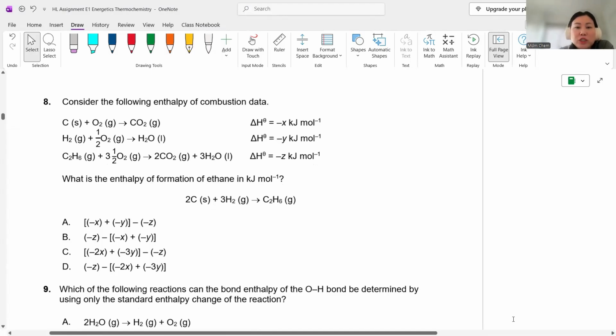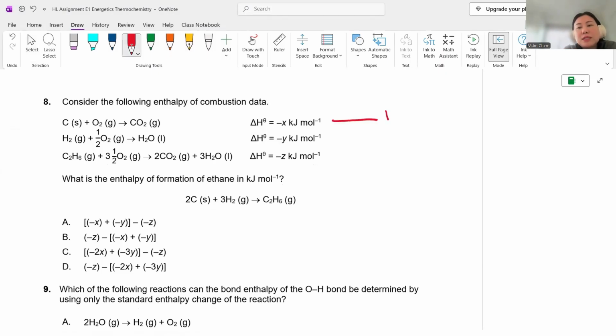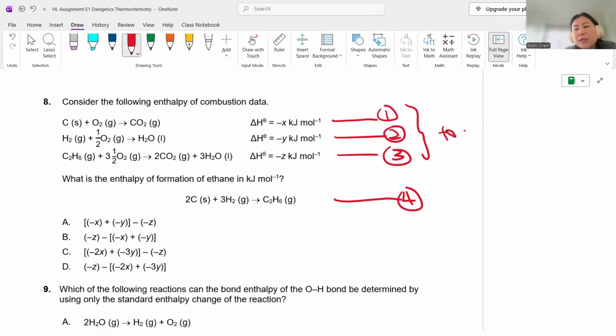Now we will go to question 8. Question 8 is very straightforward, an algebraic manipulation method, because the equations are all given to you nicely. So I have equation 1, 2, 3, and 4. Fit your equation 1, 2, 3 to fit 4. Okay, try out first.